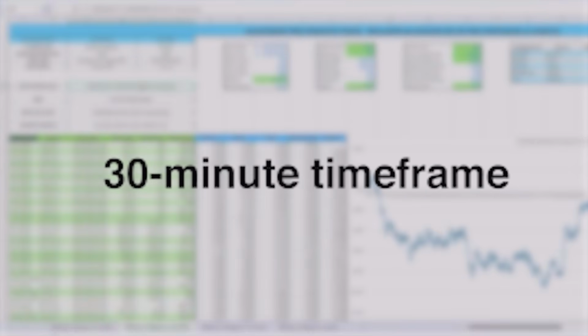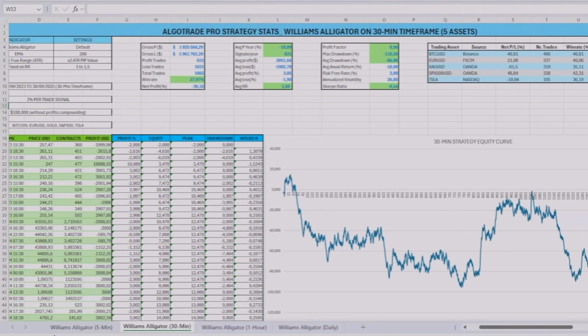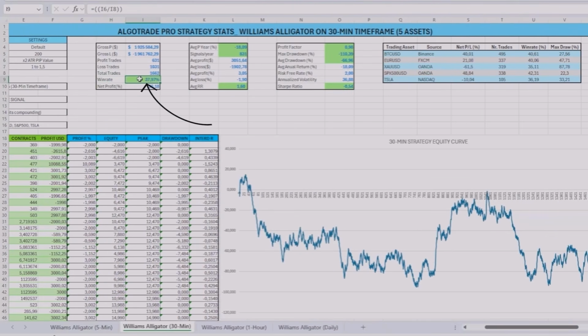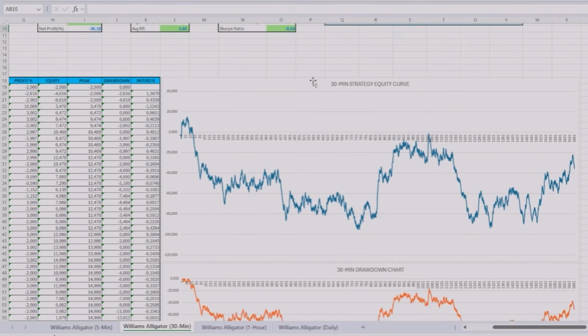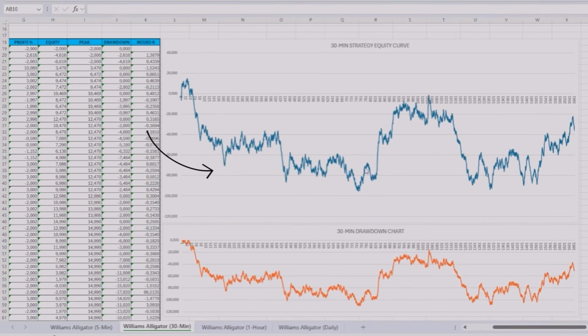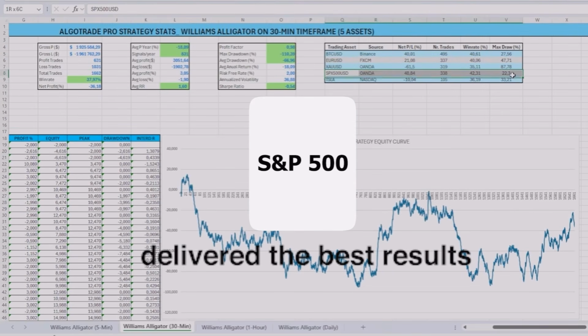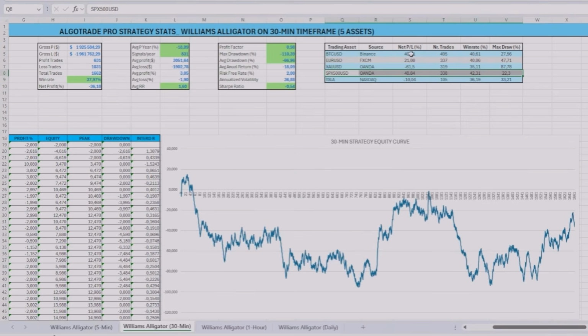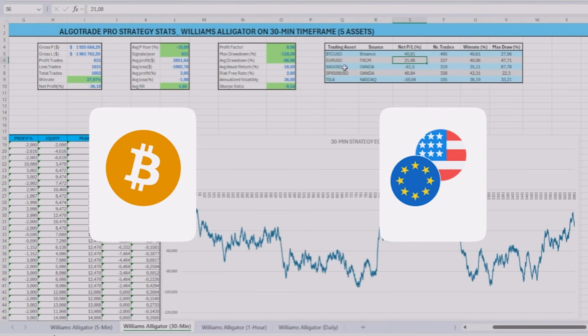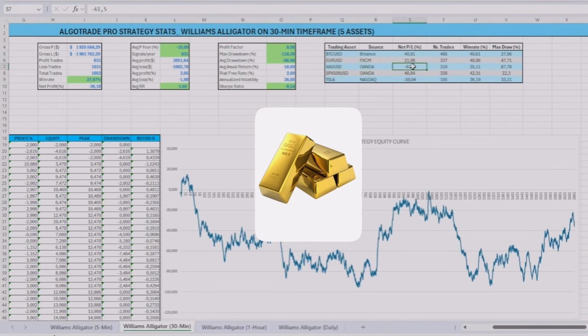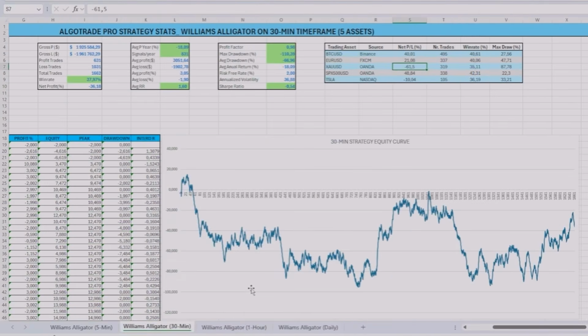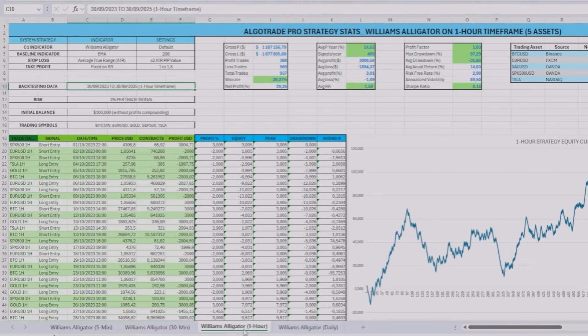Moving on to the 30-minute time frame, the performance was still in the red. The win rate stayed around 38%, with a total loss of about 36%. The drawdowns were still very high, and the equity curve remained choppy and inconsistent. The S&P 500 delivered the best results. Bitcoin and EURUSD were decent, but gold was the main drag that pulled the overall performance down. So, still too unstable to be considered a solid strategy.